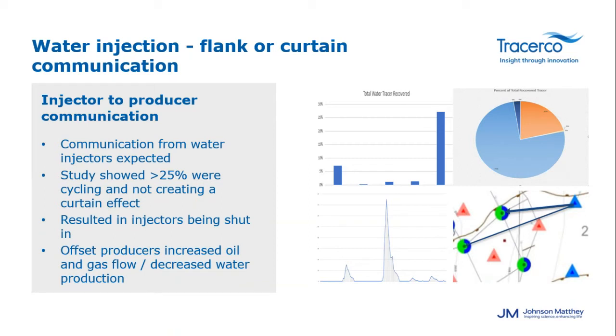The concentrations of tracers over time from the traced well are presented in the line graph next to the map and plotted for the two producers. The mass recovery indicated that more than 25% of the injection water was circulating and not creating the desired curtain effect. As a result, the water injector was shut in. The associated producers had a significant increase in production of oil and gas, while the water production from the producers was halved.